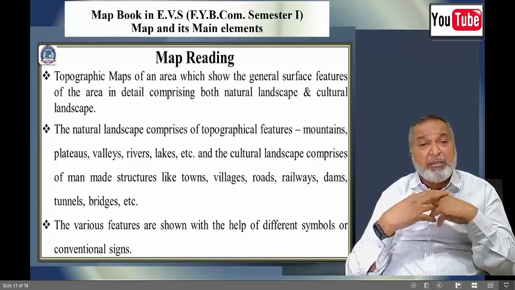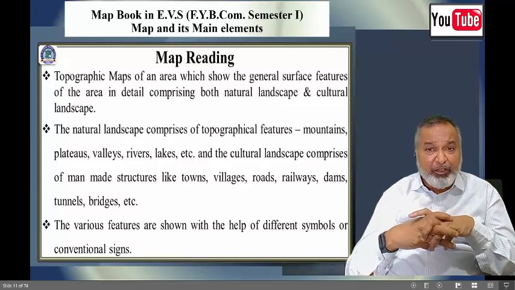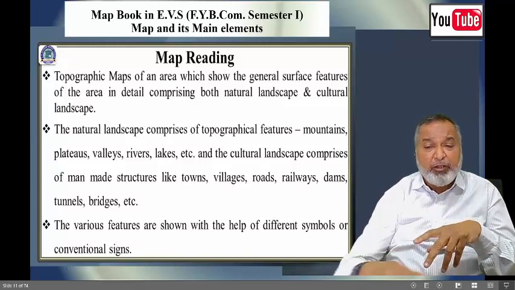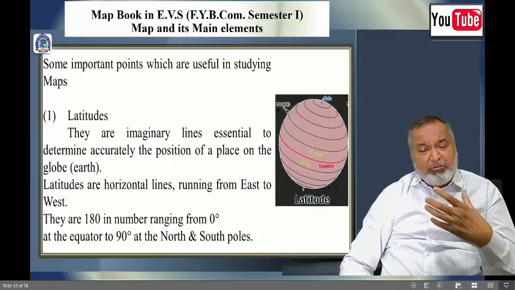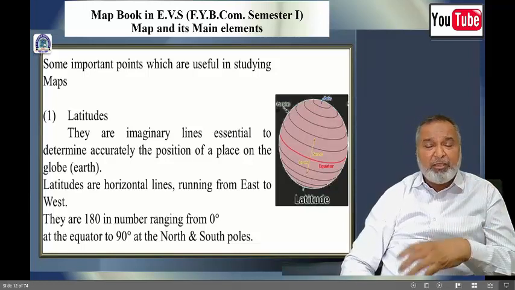So with the convention symbols, we can read out this particular map. This is called a topographical map. To read out the maps, there are certain things you should know. That is a very, very important one.